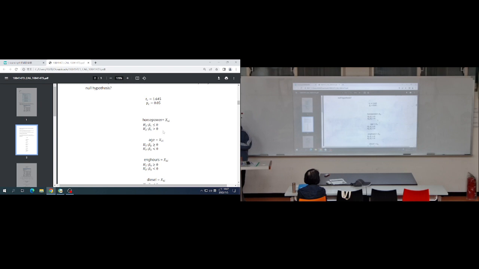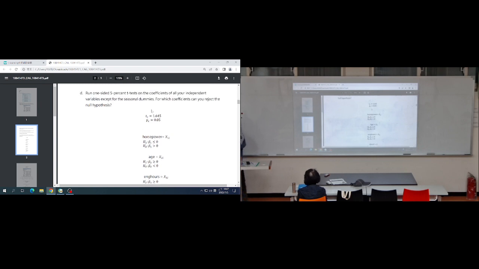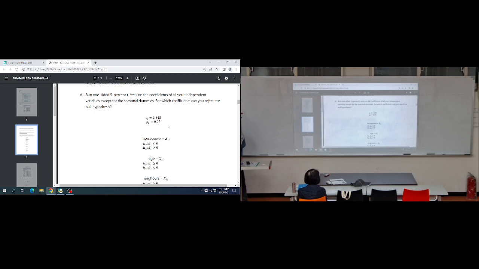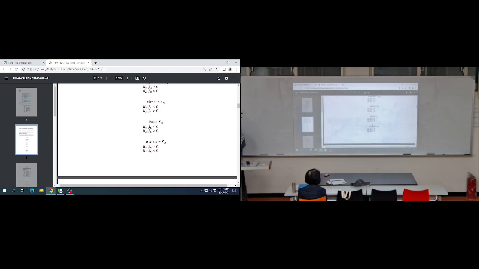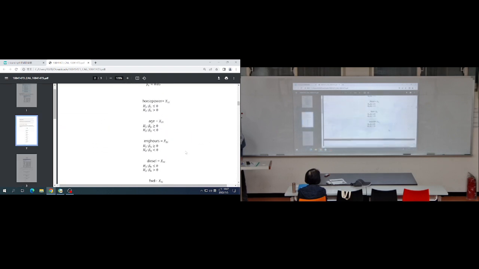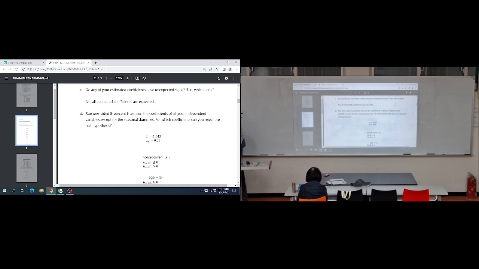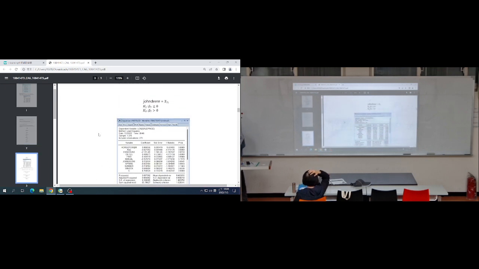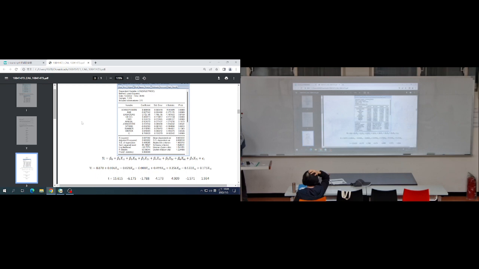The critical value is 1.645, and here is the output. Why is it 1.645? Because how many observations do we have for this data? Let's see your output. How many observations do we have?